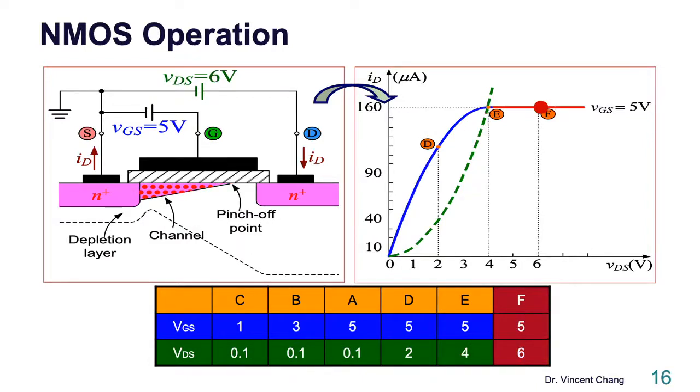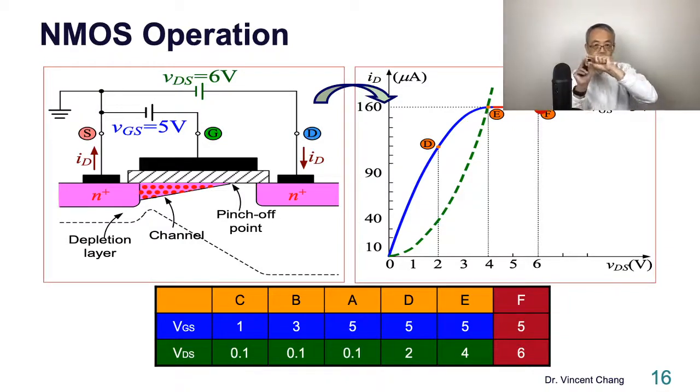Now let's move on to the last point, point F. When VGS equals 5 volt and VDS equals 6 volt, then 6, 5, 4. I'm talking about 6 at the drain end, and 5, 4, 3, 2, 1, 0, there is the source. So look at the 4. 4 is the pinch off point, because at 4 the channel potential is 4. 5 minus 4 equals 1, right?